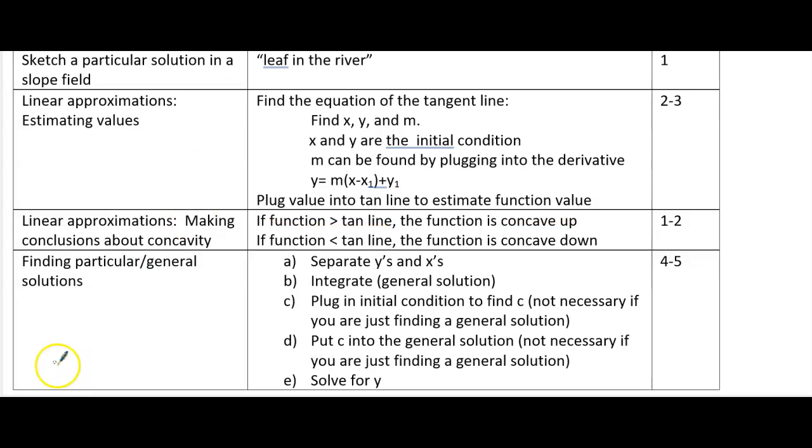But that's basically the principle there. Anytime your function is concave up, the tangent line is going to be an underestimate. Anytime your function is concave down, the tangent line will be an overestimate. So that's just the relationship between concavity and tangent lines.